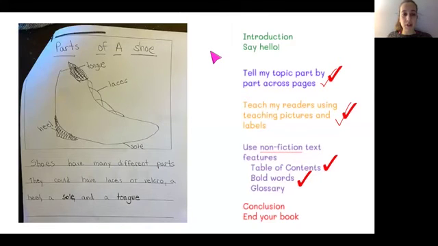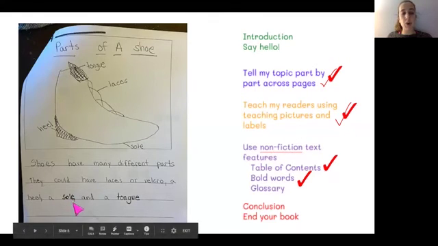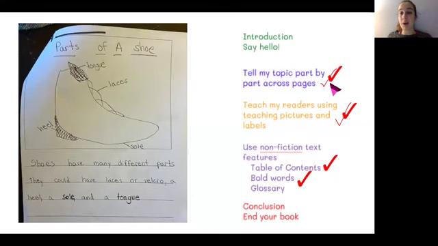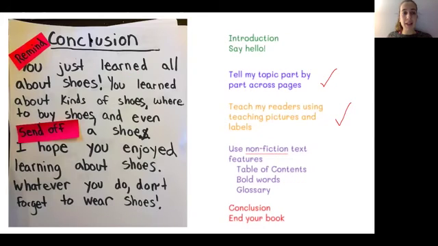Over here, for parts of a shoe, you can see that I have teaching pictures with labels on this page, and I have more bold words, a sole and a tongue. I'm still telling my reader the topic part by part across pages. Let's keep going. Up on my last page, it's my conclusion. In my conclusion, I remind my reader what they just learned about, and then I send them off. So I have my conclusion here.